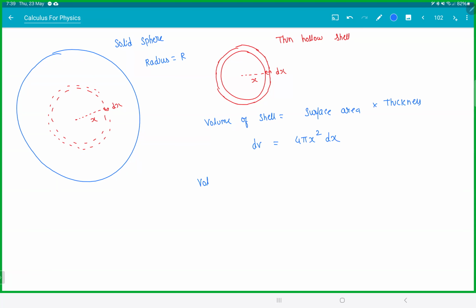So the volume of the sphere is what? Add all the small cells. This is integral of 4 pi x square dx. Your shells will start from 0 and end at r. So this is 4 pi x cubed by 3 from 0 to r. 4 by 3 pi r cube. Got the volume? So that is how you choose shells for a solid sphere.